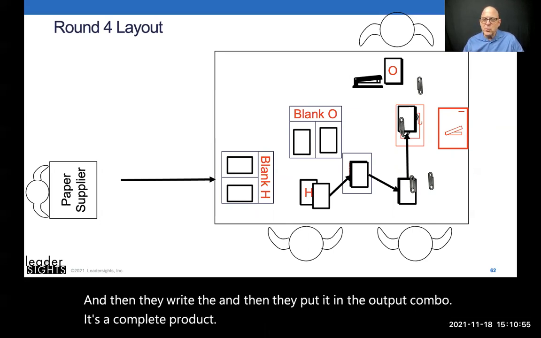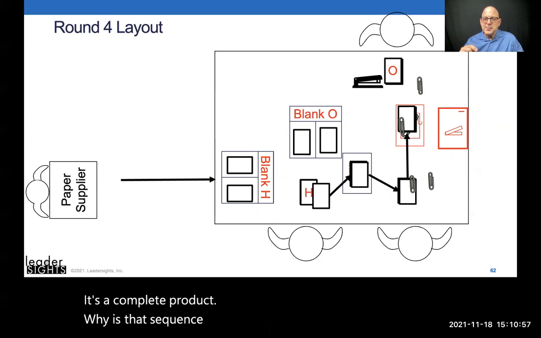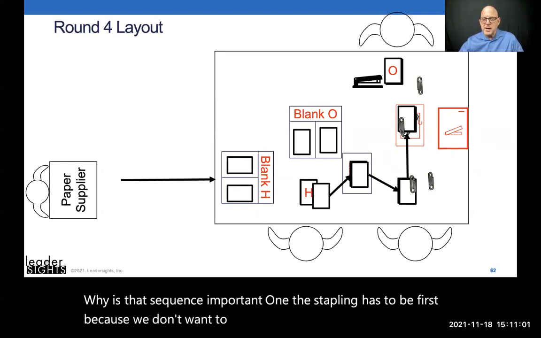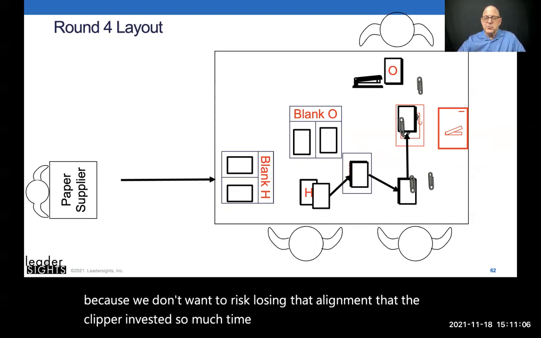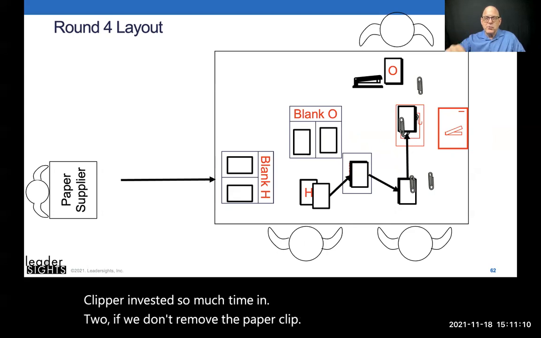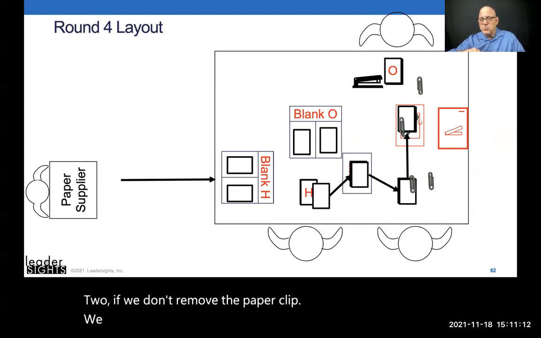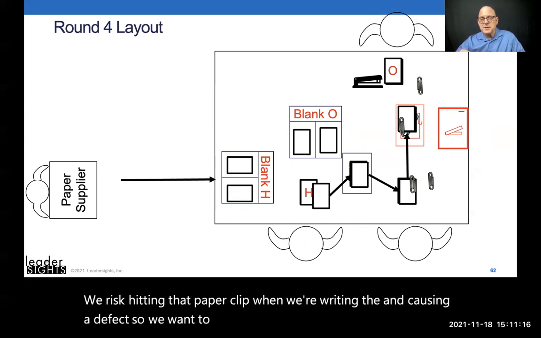Why is that sequence important? One, the stapling has to be first because we don't want to risk losing that alignment that the clipper invested so much time in. Two, if we don't remove the paper clip, we risk hitting that paper clip when we're writing the O and causing a defect. So we want to minimize the chances for defects.